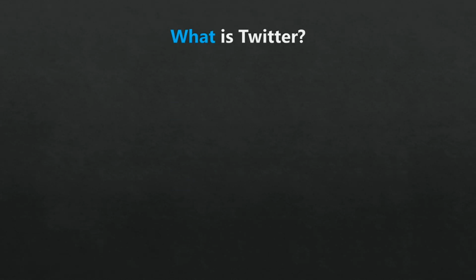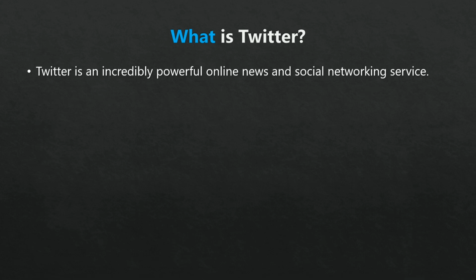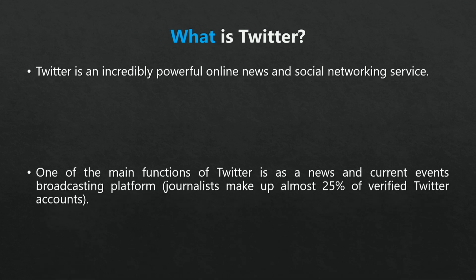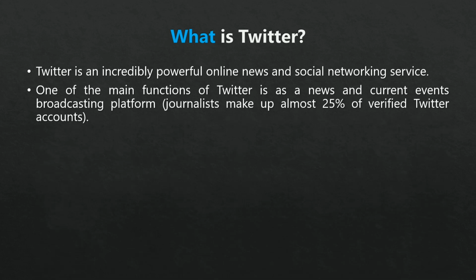Twitter is an incredibly powerful online news and social networking service. It's in a unique league of its own due to several features that set it apart from other social networking platforms like Facebook, LinkedIn, and Google+. Firstly, one of the main functions and uses of Twitter is as a news and events broadcasting channel. In many ways, it's more like a news ticker than a social networking platform, albeit a news ticker where you get to choose what news you want to hear about by choosing who you follow.